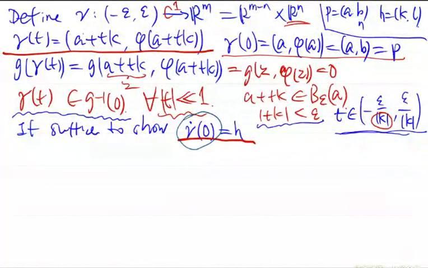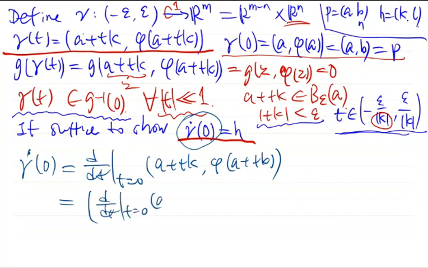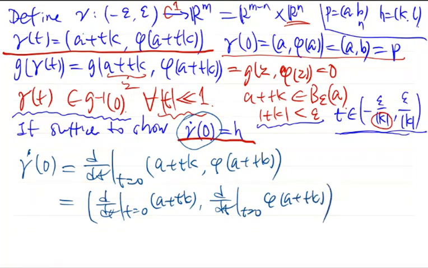So, to compute the derivative of gamma at zero, we use the formula for gamma. The derivative of gamma at zero is d/dt at t equal to zero of (a plus tk, phi(a plus tk)). The computation is easy. That is d/dt at t equal to zero of a plus tk, then d/dt at t equal to zero of phi(a plus tk). The first part is simply k.